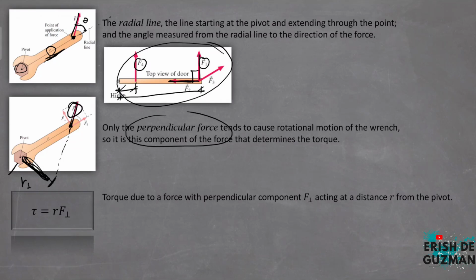Perpendicular to the force. So, the line that is in the direction of the force and passes through the point at which the force acts is called the line of action. The perpendicular distance from this line to the pivot is called the moment arm, or in other terms, we can call it the lever arm.